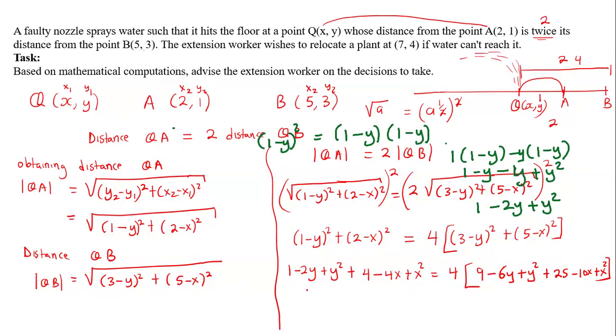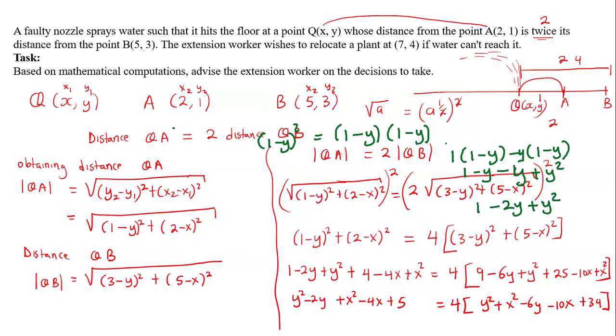So here when I collect like terms, you notice that I'll have my y squared minus 2y, then I'm going to have my x squared minus 4x, 4 plus 1 is going to be 5. This side I'll have my 4, inside the brackets I'll have y squared, plus I'll have x squared, I'll have 6y, I'll have 10x, 25 plus what? Plus 9. That is 25 plus 9, I'll have 34.